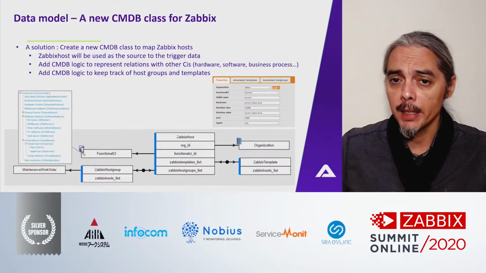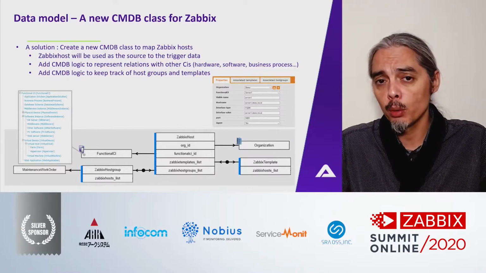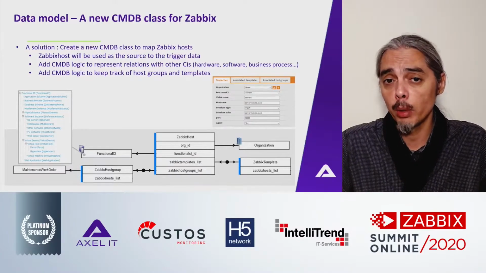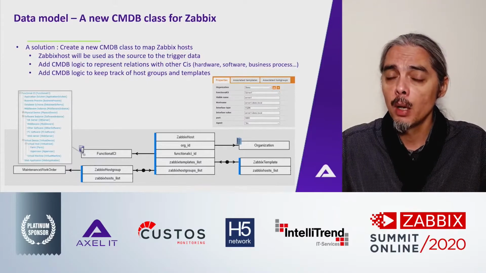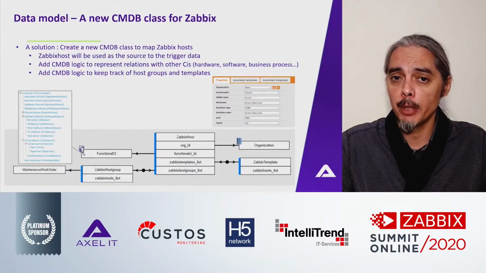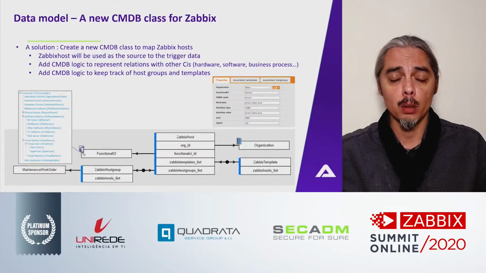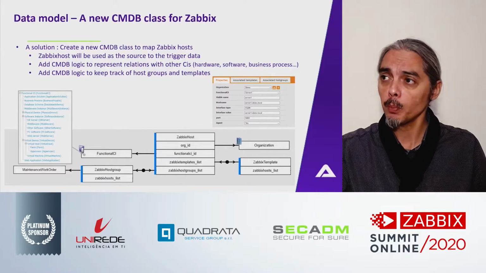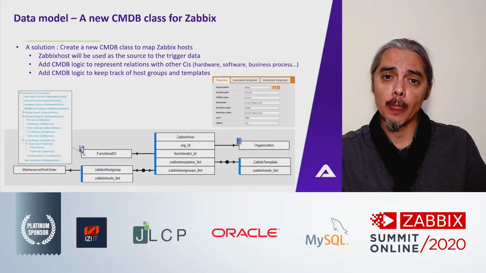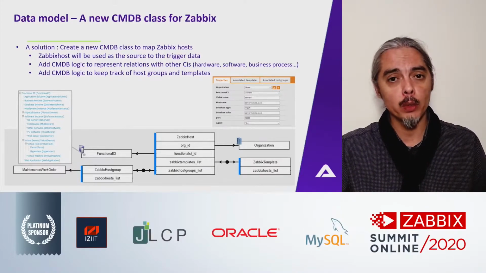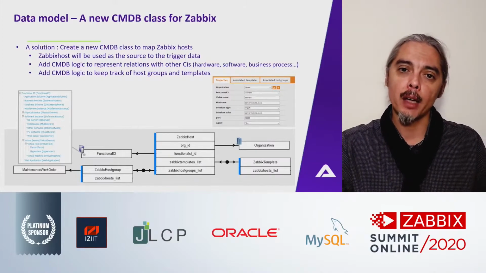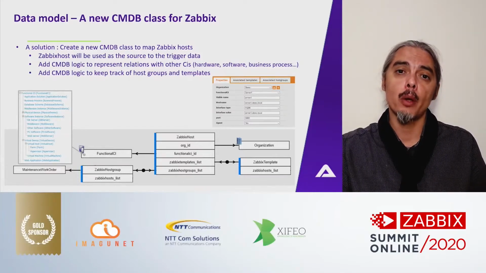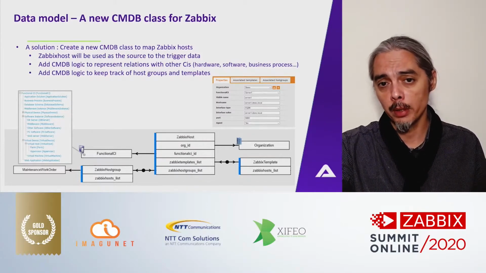So the way we did that, we wanted the integration to be kind of universal, and we devised setting a new class, which we call Zabbix host, which models what a host is within Zabbix. And to that, we will attach monitoring information and configuration information, such as host groups and template groups. And so when we have Zabbix hosts represented within the CMDB, we can link them to the actual CIs, such as hardware, software, services, business processes, and applications, that are also modeled within the CMDB.